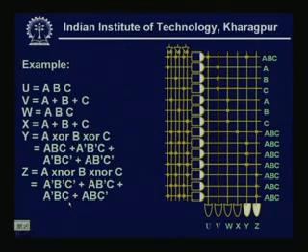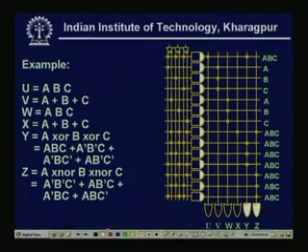Now, we take one slightly bigger example. There are 6 output functions to be realized using a PLA, and the expressions are given like this. These are my expressions to be realized.